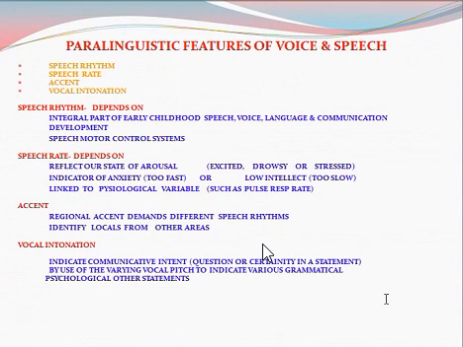Paralinguistic features of speech depend upon speech rhythm, speech rate, accent, and vocal intonation. Speech rhythm is an integral part of early childhood speech, voice, language, and communication development, and the speech motor control system acts here. This is very important. That's why we have to train starting in childhood, and the speech should be corrected. If you don't correct it, it won't be corrected well later.